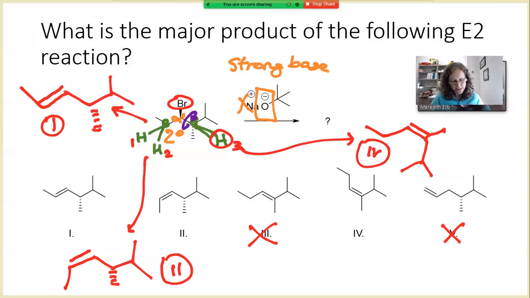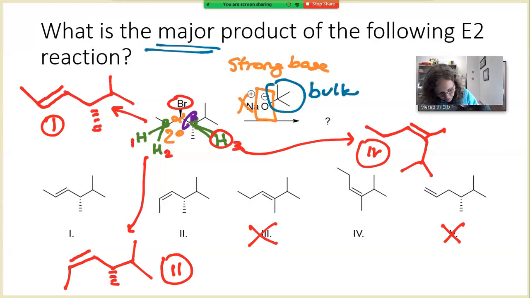So how do we know which is the major product? The major product in an E2 elimination is going to depend on the base that you're using. So the fact that we have a strong base here and the fact that it's bulky is very important for predicting the major product in this case. The bulkier the base, the more likely you are to form the less substituted Hoffman product over the Zaitsev product. So let's take a look at our examples.